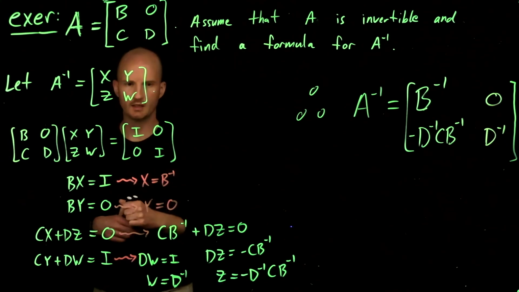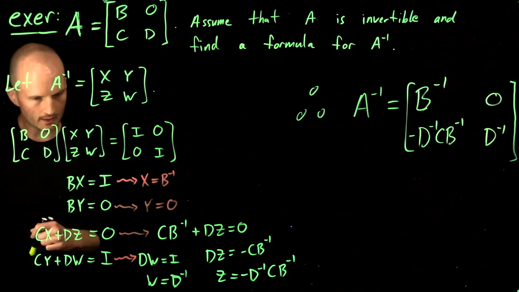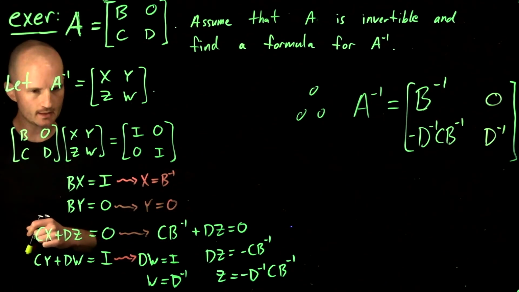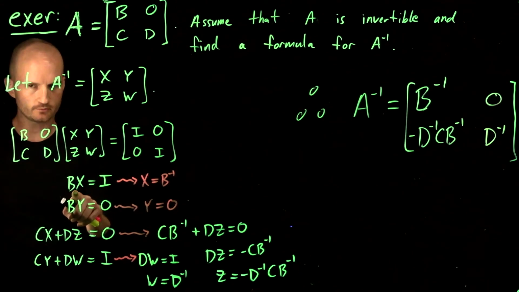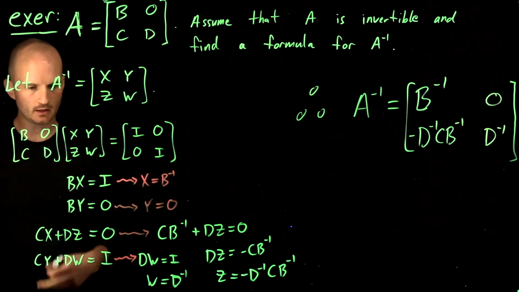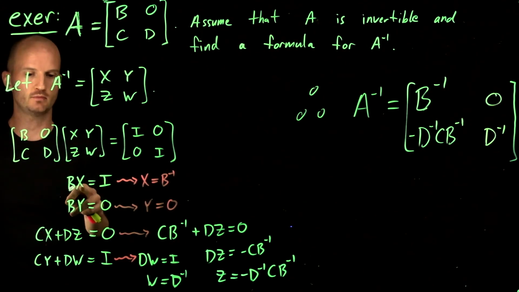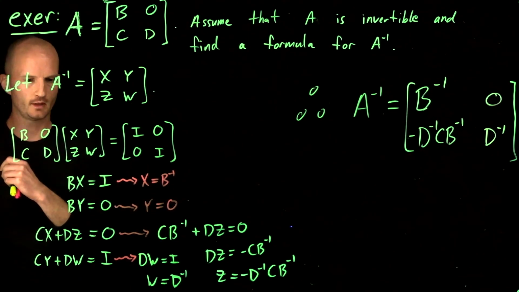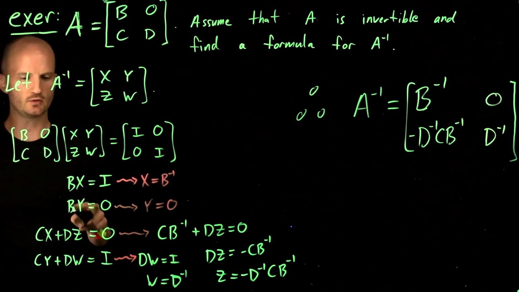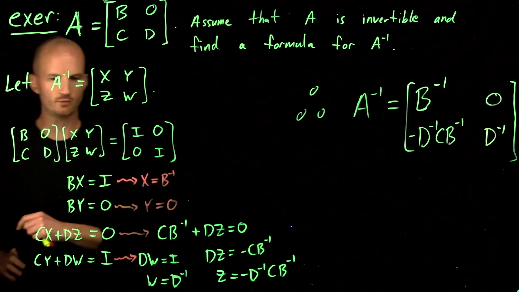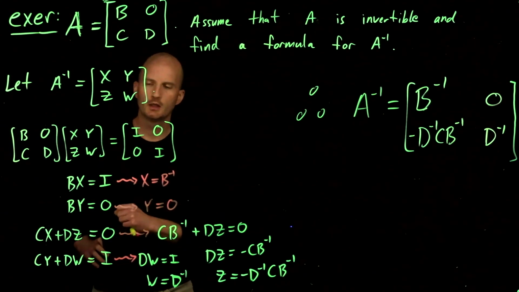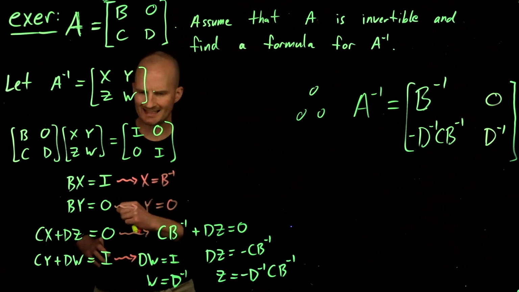Okay, I'll remind you again, I was able to deduce that B must be invertible from here. You have to first deduce that X and B are both square. And then the invertible matrix theorem tells you that both B and X are invertible. And then what about D? Why is D invertible?